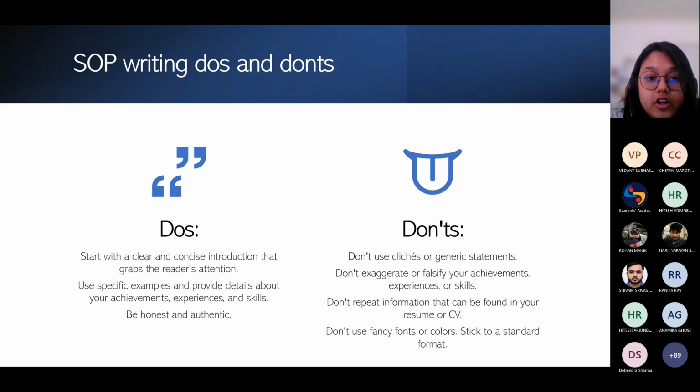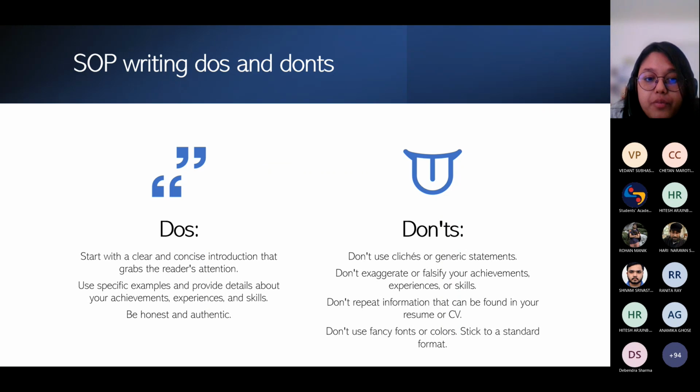Most importantly, the don'ts: don't use clichés and generic statements. You can Google and find a number of generic statements, and you might find them fascinating to use, but it's not necessary. You might also find a lot of SOPs that use very complicated sentences and difficult words, but what's important is framing your sentences in a good way. You can use good words or not, but that's not the most important thing about your statement of purpose. Also, don't exaggerate or falsify your statements.